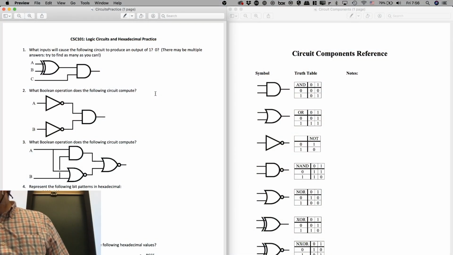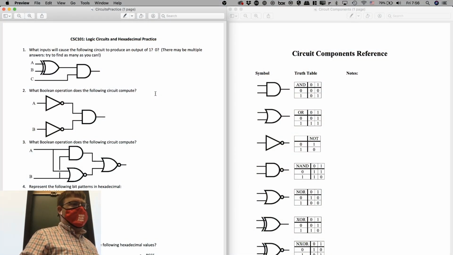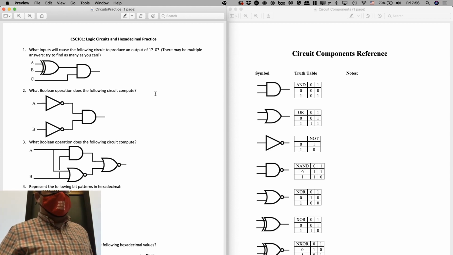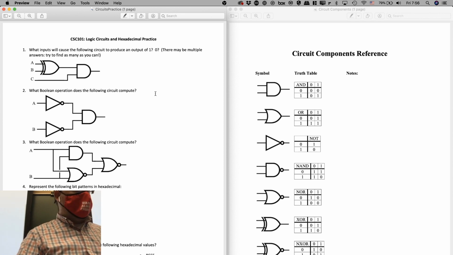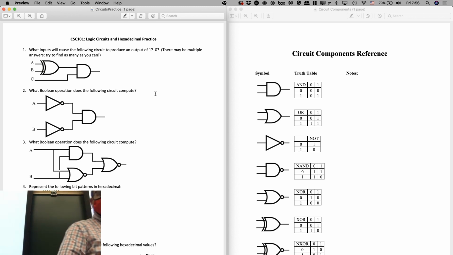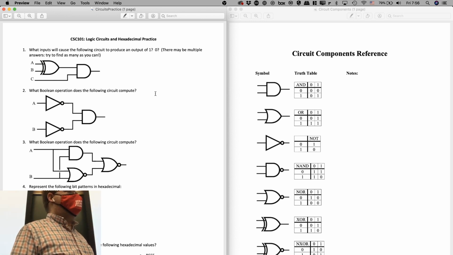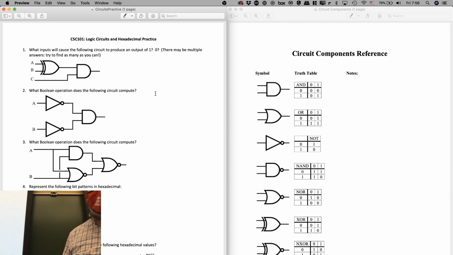Okay, so let's recap where we were last time, which was we talked about the seven different logic gates, and we had our little reference sheet there on the right, which I still need to put up on Canvas. So let's go through them. They're labeled: AND, OR, NOT, NAND, NOR, XOR, and XNOR. There's nothing special about the order I put them in, I just tried to do something somewhat logical.